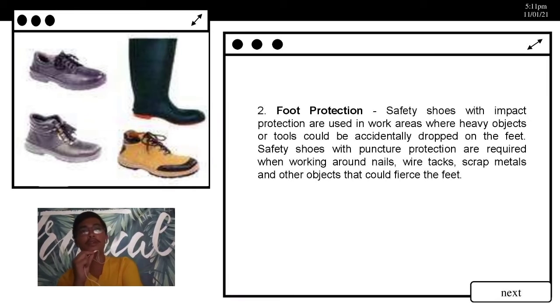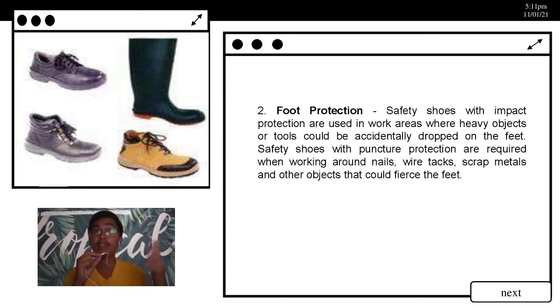Now let's proceed to foot protection. These are safety shoes with impact protection that are used in work areas where heavy objects or tools could be accidentally dropped on the feet. Safety shoes with puncture protection are required when working around nails, wire tacks, scrap metals, and other objects that would pierce the feet. Foot protection has different classifications as well.